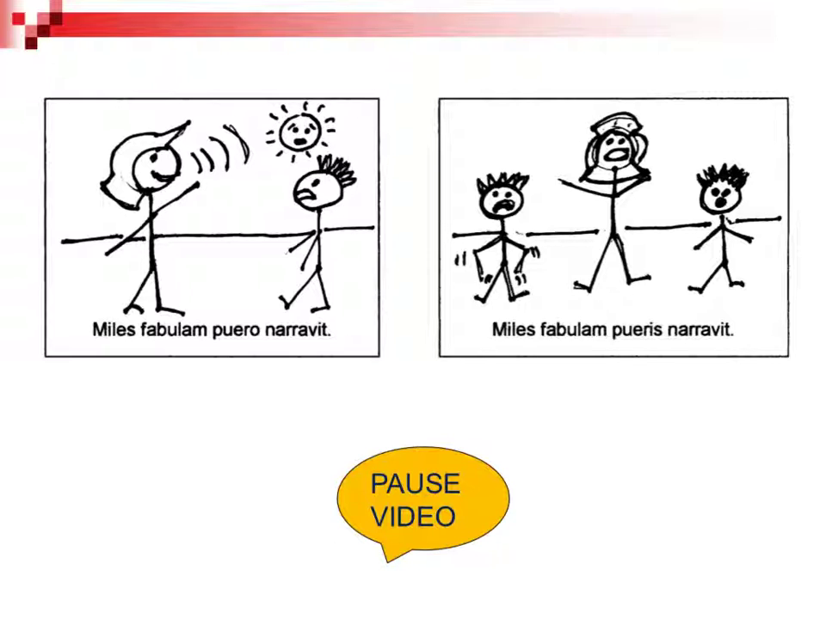Pause video now. Alright, very good. The miles, the soldier, narravit, told a fabulam, a story, to the boy, dative singular. Here we have the soldier told the story to the boys, plural. Those are indirect objects.